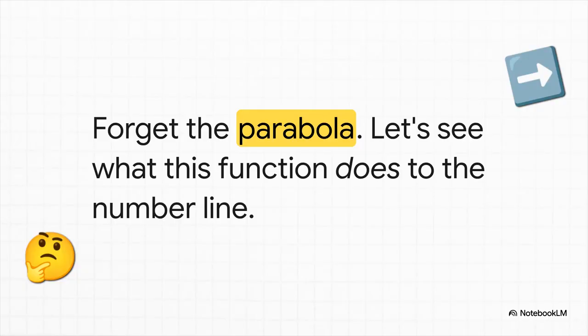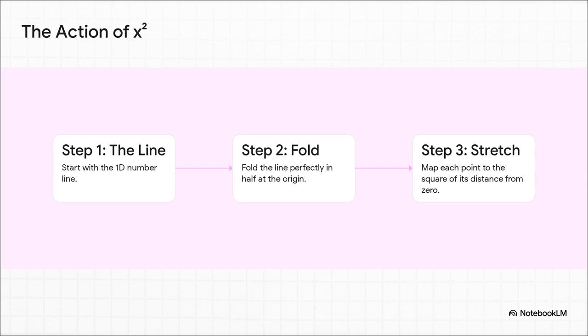f of x equals x squared. Now, your first instinct is to picture a parabola, right? Forget the graph. For a minute, just forget the graph and think about what this function does to the number line itself. Okay, so picture this. You take the infinite number line. The function f of x equals x squared grabs it and folds it perfectly in half right at 0. So -1 lands on top of +1, -2 on +2, and so on. Then it starts stretching this folded line, but not evenly. It sends every point to a new spot that's the square of its original distance from the center. And that's the real takeaway. The function isn't a picture, it's an action. It's a physical manipulation of space.